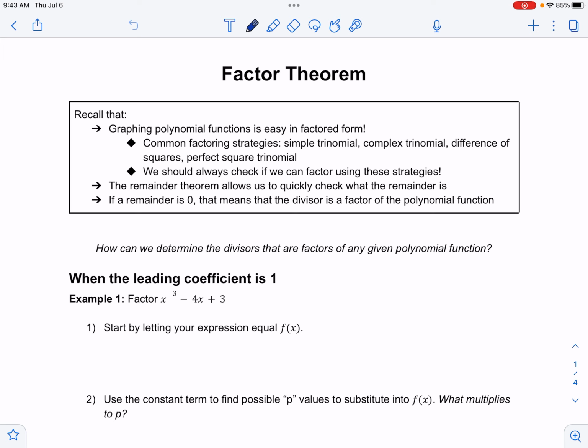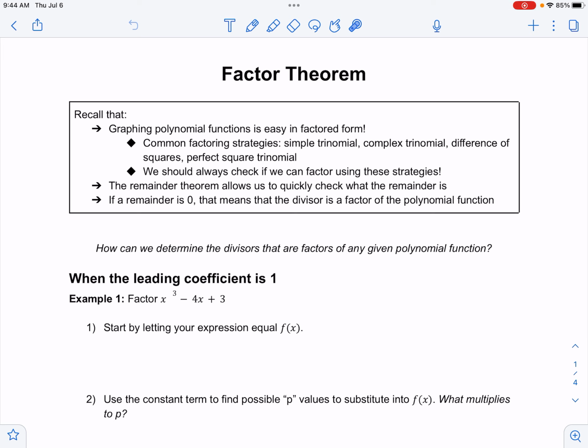You can recall from Unit 1 that graphing polynomial functions is super easy in factored form. Factored form gave us the x-intercepts, and then we could see the degree of those x-intercepts, so we would have an idea for how it crossed the x-axis. You could very quickly see as well what the end behavior was, and so it was really easy to put together a quick sketch of a polynomial function once it was in factored form.